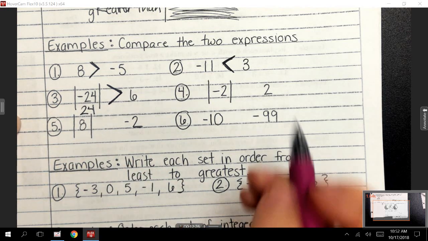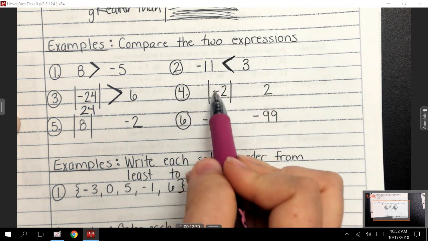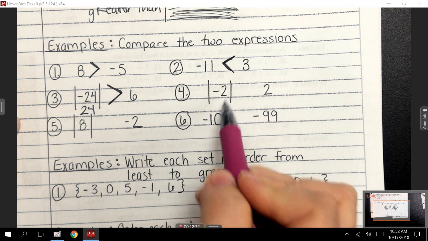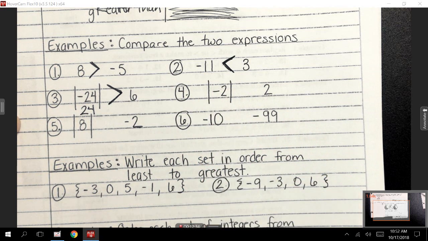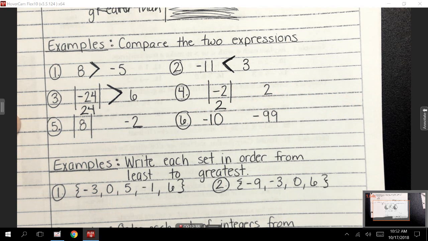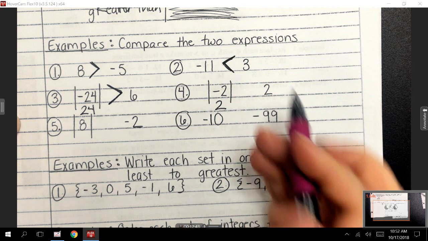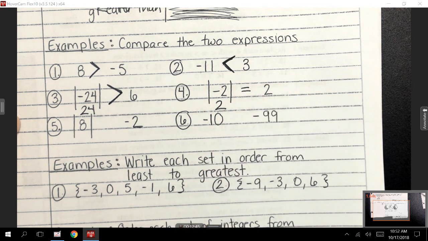All right. So number 4, Tony, on number 4, this says the absolute value of negative 2, right? What is that going to be? 2. Because negative 2 is 2 spaces from 0, correct? All right, so now, Tony, how are 2 and 2 related? They're equal to. So that's what I'm going to write there.